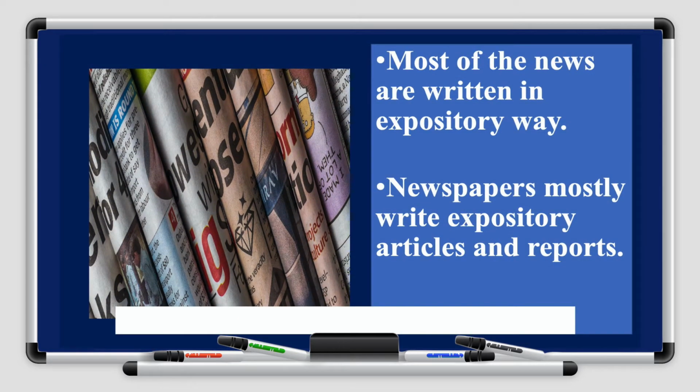Where do you usually find expository writing? You usually find it in newspaper articles. So when you look at a newspaper article, it is expository writing. It is stating facts, or stating information, or stating an event that happened in the world or in Kuwait or anywhere in the world. So this is expository writing. Newspapers mostly use it in order to write their articles and their reports.